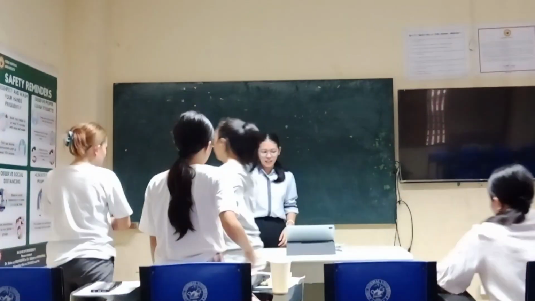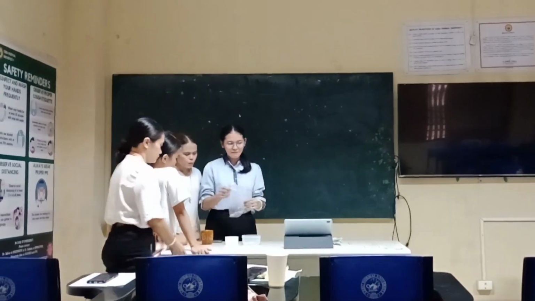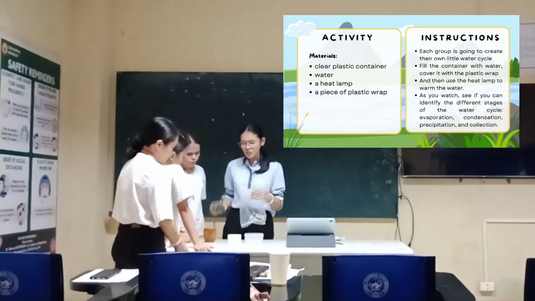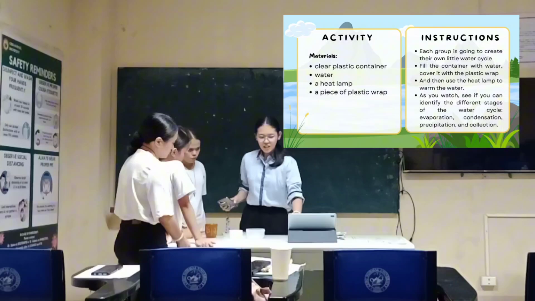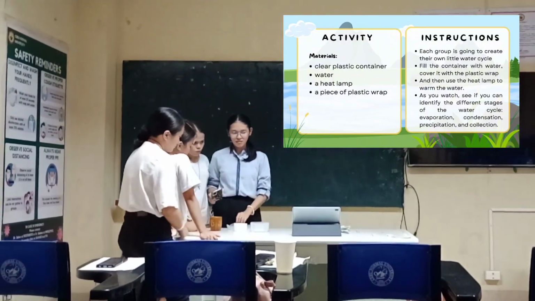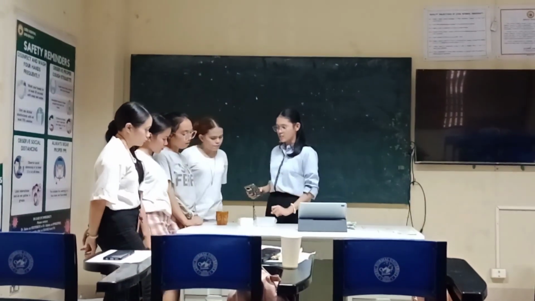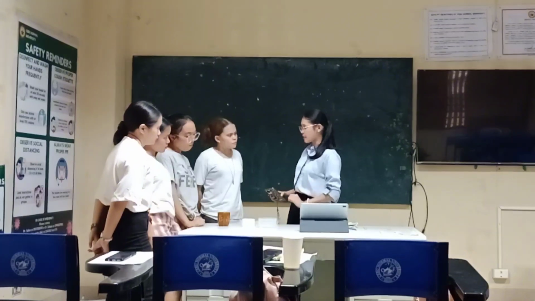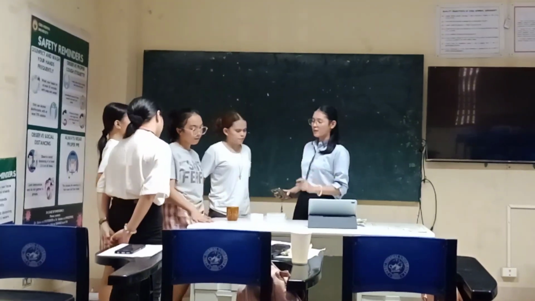I have here a water container and a plastic wrap. We will use my flashlight as our heat lamp, and there's also water inside. As you watch, you will identify the different stages of the water cycle. What do you think are the 4 main stages in the water cycle? Evaporation, condensation, precipitation, and collection. Very good.